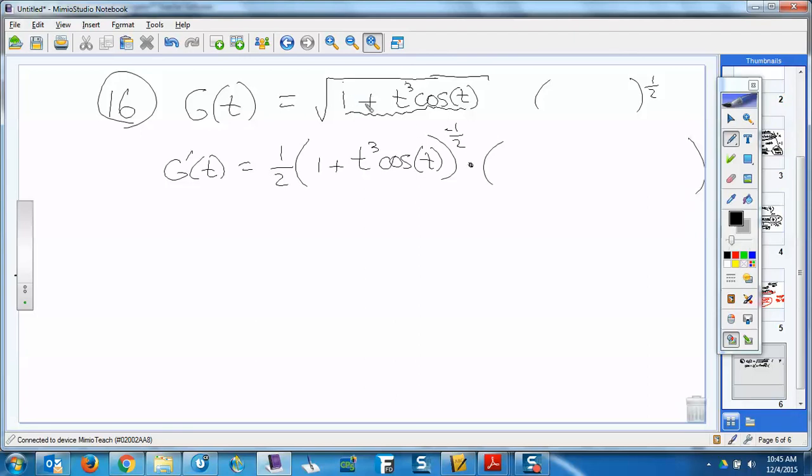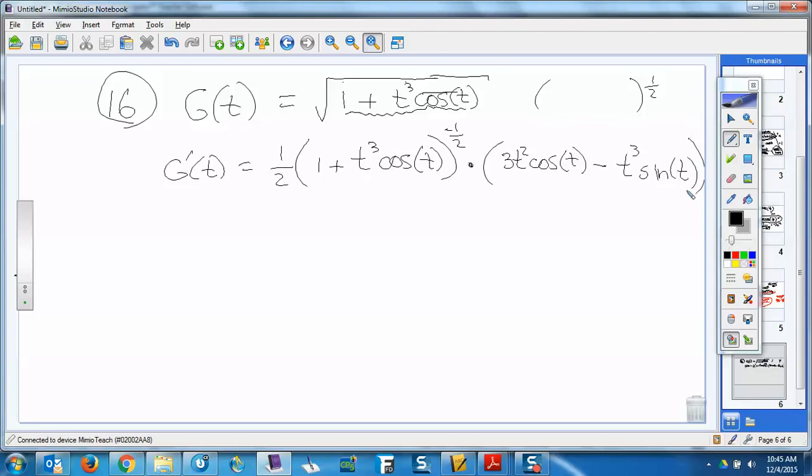All right, so derivative of 1 is 0, of course, so that goes away. So it's really just this I'm looking at, so I'm doing a product rule. So derivative of the first, 3t squared, cosine left alone, plus, I'm not going to write it now because I think I know what's going to happen. I'm going to minus there, aren't I? Because I leave the first one alone, which is t cubed, and then I do the derivative of cosine, which is negative sine.